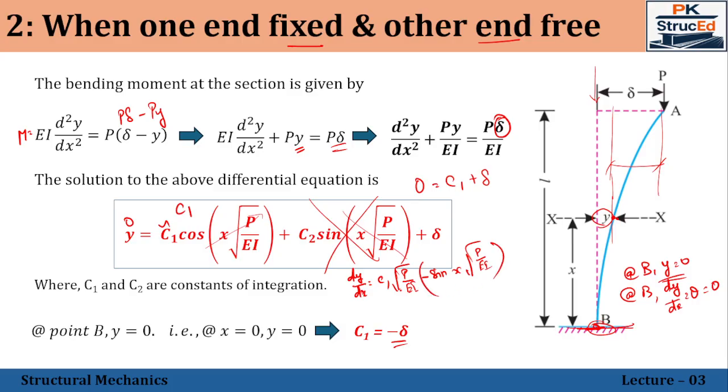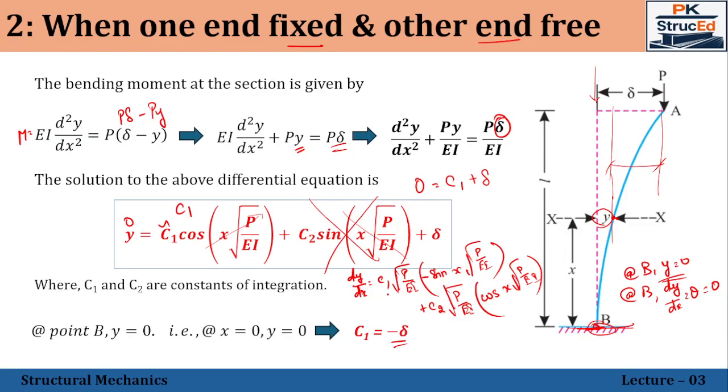So this is the first component. Going on with the second component, plus again c2, keep it as such. Here the bracket within the square root has to be brought outside, root over P by EI, and sine of anything, the differentiation will become cos. So cos x root over P by EI.